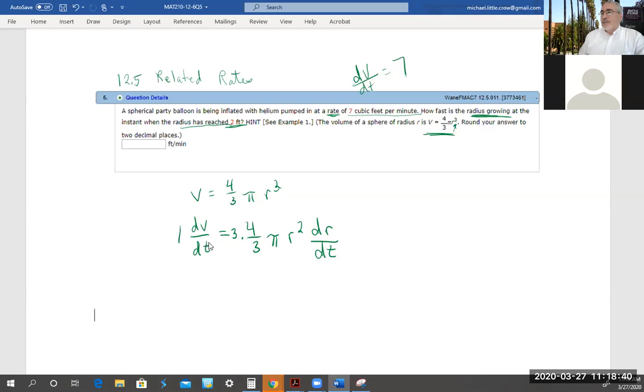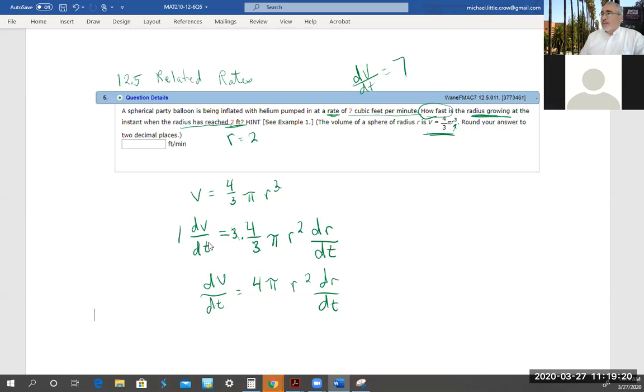Okay. So we'll just clean this up a bit. Here's 3 divided by 3, so those can cancel out. We don't really need this 1, so we'll take that out. dV/dt equals 4 pi, because the 3 is canceled out, r squared dr/dt. Now the question, how fast is it changing? What we're looking for is dr/dt. They've given us r equals 2, dV/dt equals 7.